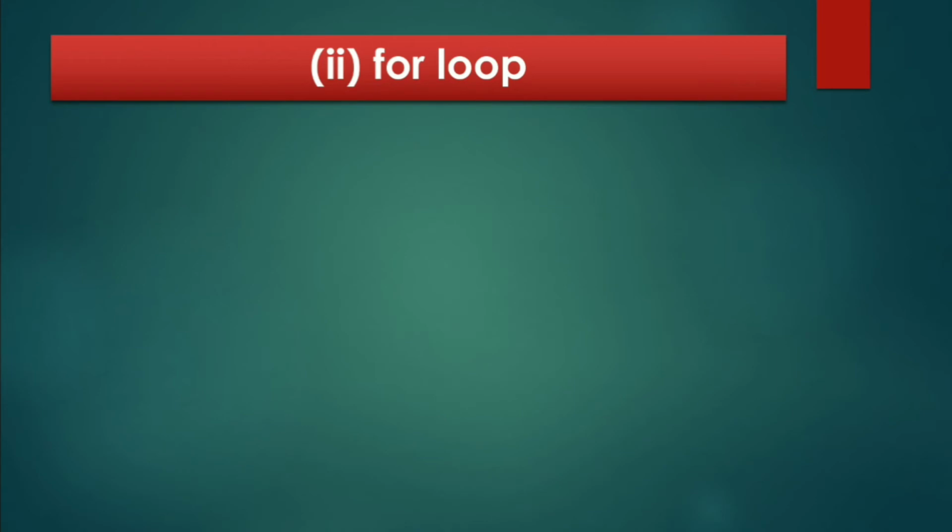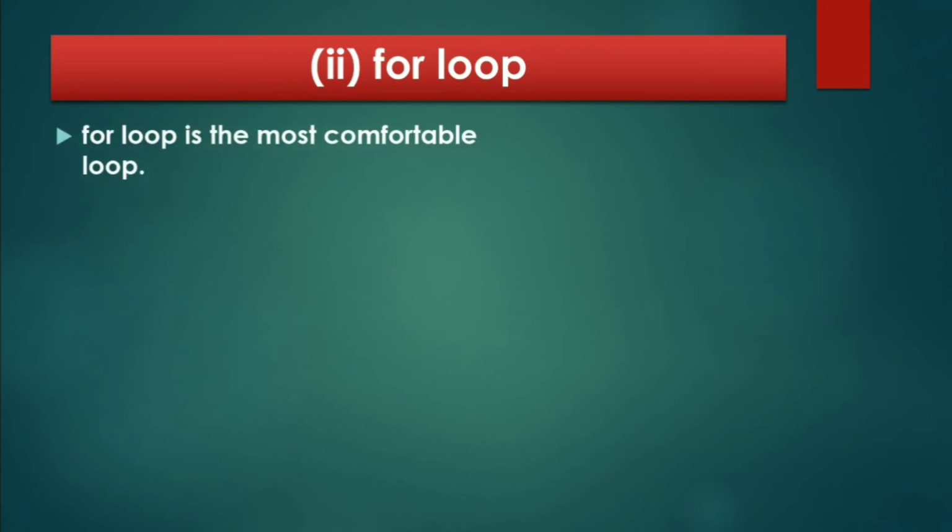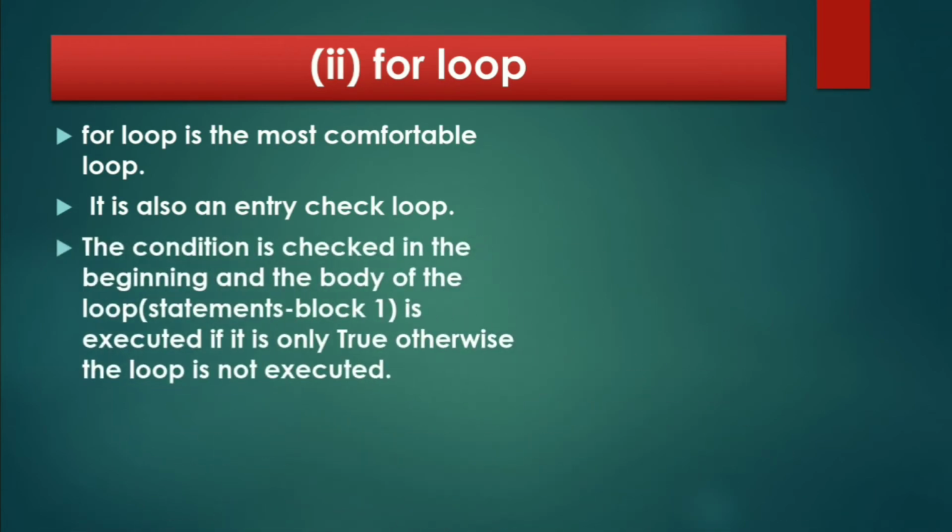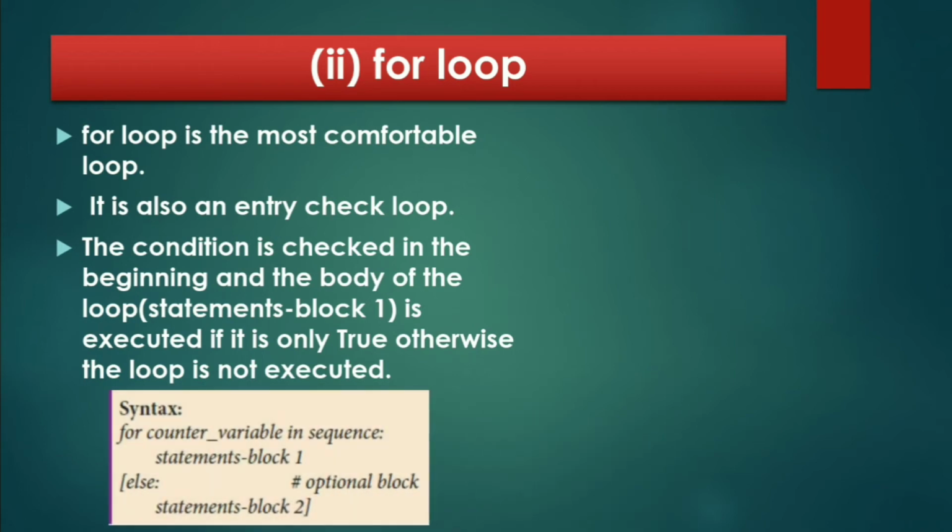Similar pattern only, the next one, that is for loop. Let's see what is for loop. It is the most comfortable loop and it has another name, that is entry check loop. Now what is the meaning of entry check loop? At the very beginning itself we will check for the condition. If and only if the condition is true, the action block will be executed, or else we have the else block, that is for the false statement. If the condition is false, the else block will be executed.